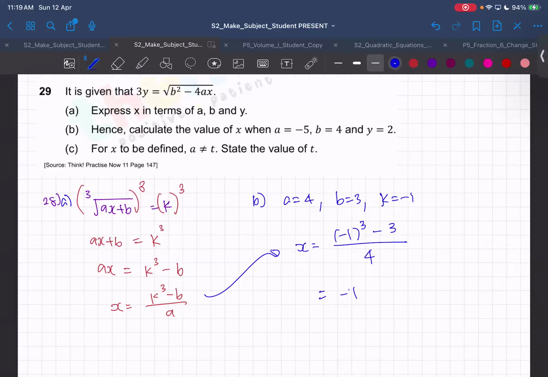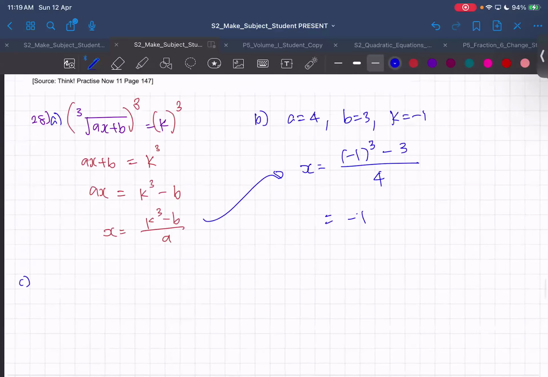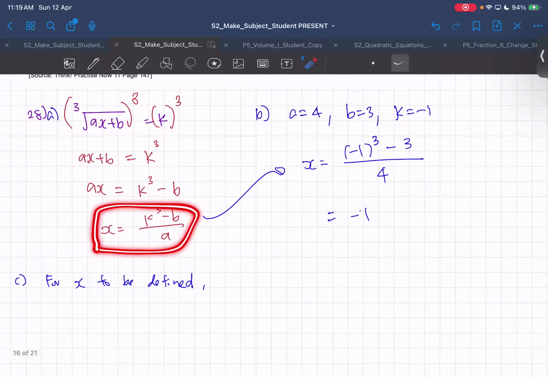They ask you for X to be defined. A cannot be 0. Okay, why? I want you to pay attention to this one. You can write here first, for X to be defined. Look at this. My X is this one, right? So for X to exist, can my A be 0? No, right? What happens if A is 0?